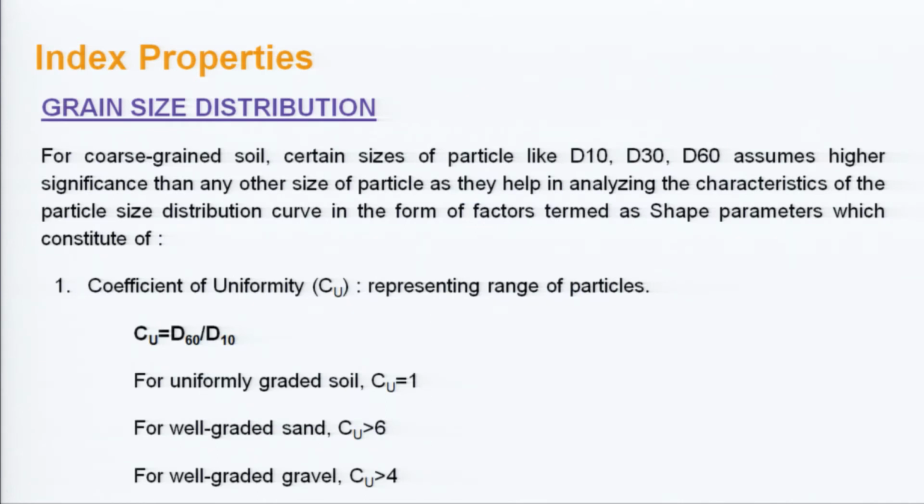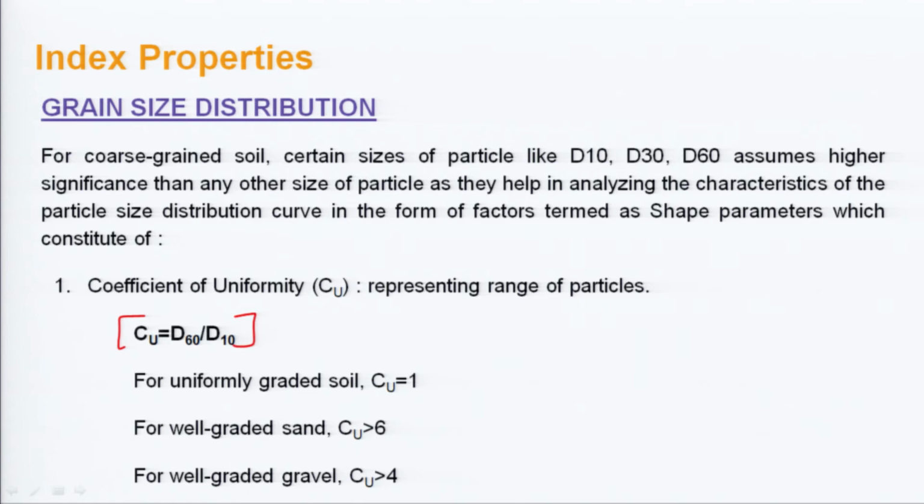Now, understand here, for the coarse grained soil, certain sizes of particles like D10, D30, D60 assume higher significance than any other size of particle, as they help in analyzing the characteristics of the particle size distribution curve. We will be analyzing this curve in a later section when we discuss soil classification. And there are different factors, the coefficient of uniformity and the coefficient of curvature, which are referred to as shape parameters. Cu is D60 upon D10. This is the very first thing.